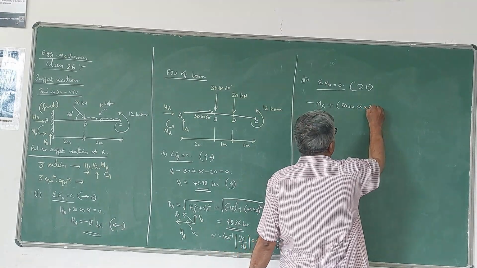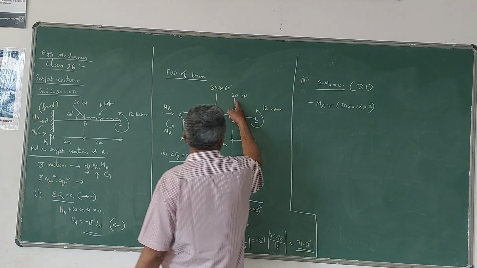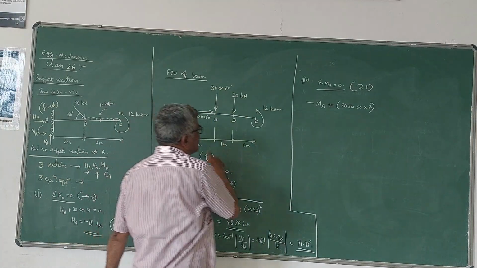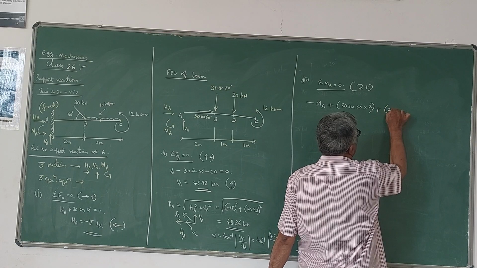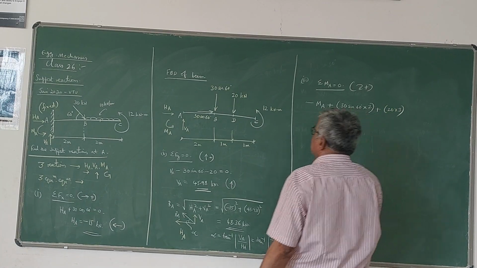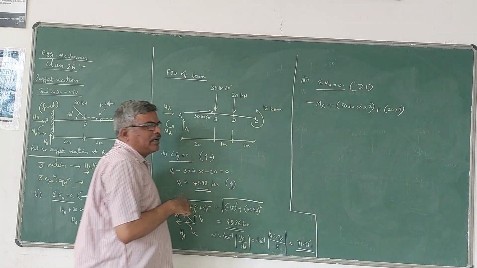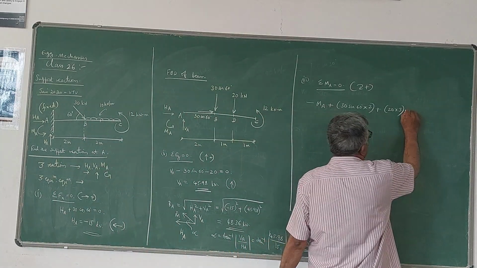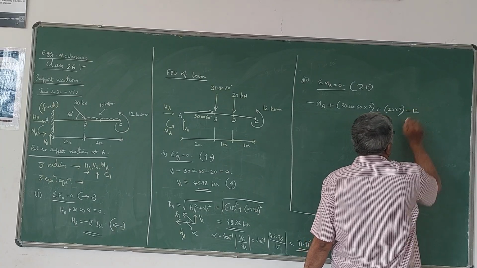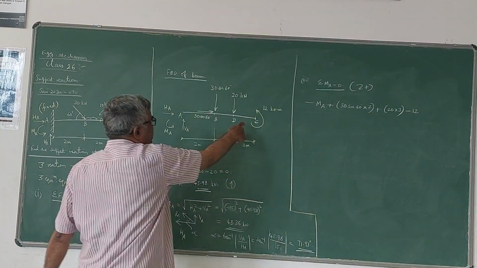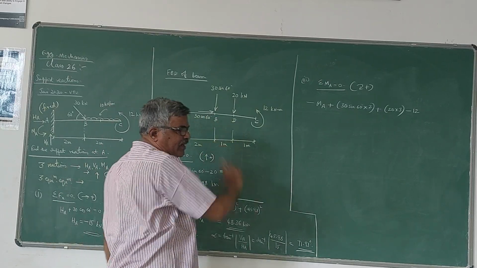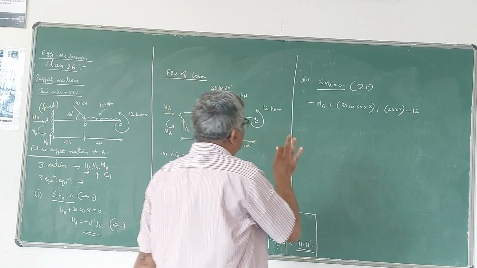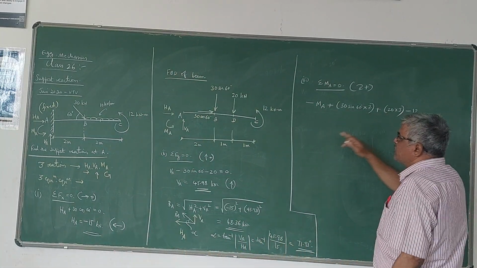So into 2. Next, coming to this 20 kilonewton, it is also giving a clockwise moment. So plus 20 into distance 3 meters. Next, this 12 kilonewton meter, it is an external moment or couple given. It is anti-clockwise, so minus 12. Don't multiply by the distance. So wherever it acts, whether here or here or here, its effect is same. Therefore, you should not multiply by the distance. So just take 12 with negative sign because it is anti-clockwise.